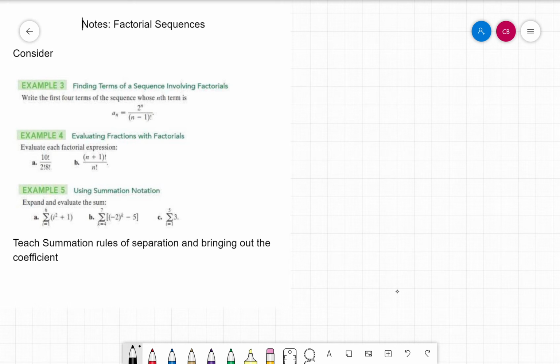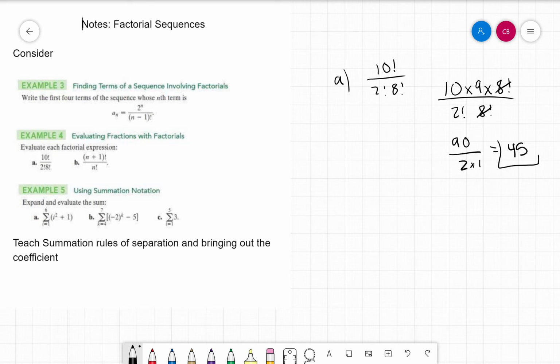So next one, let's evaluate a sub a is 10 factorial over 2 factorial 8 factorial. Well, rather than use a calculator, we can write this as 10 times 9 times 8 factorial on top over 2 factorial 8 factorial. Well, 8 factorials will cancel. This is 90 divided by 2 times 1, which is 45. And that is very quick to get done with.